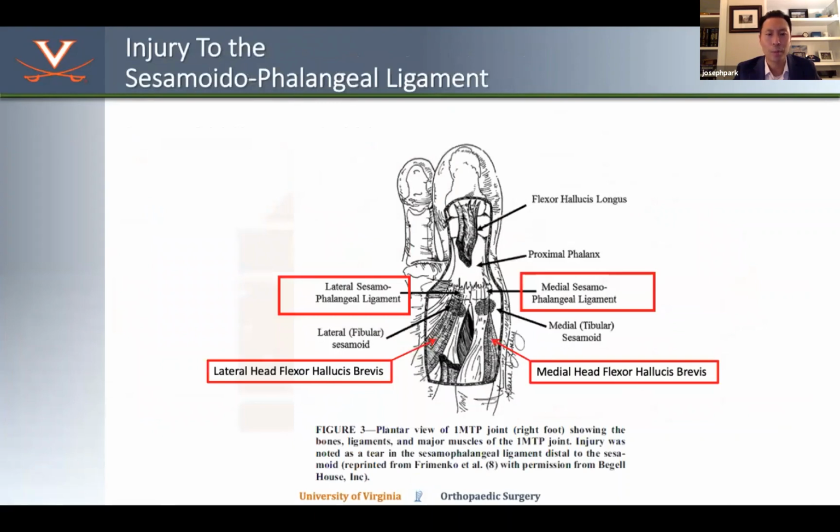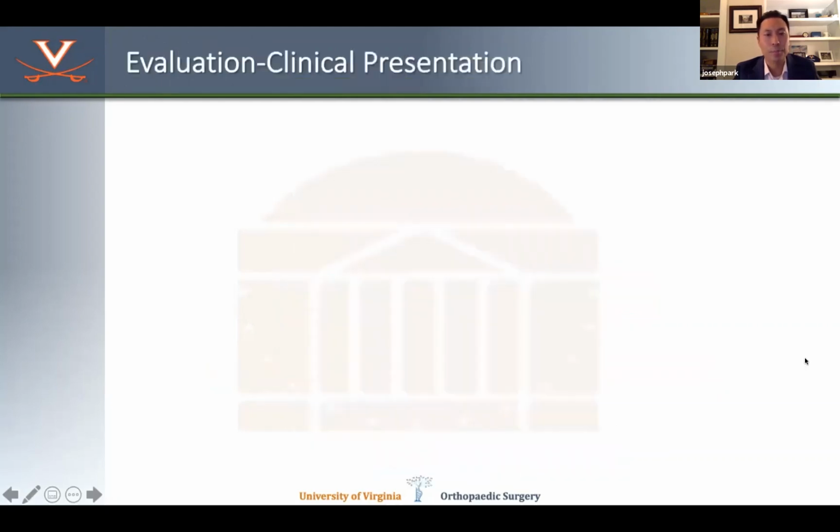This is from one of our publications that we did at UVA looking at turf toe. But it's really, when you're thinking about the quote unquote plantar plate, it really refers to these sesamoidophalangeal ligaments. And so when you hear the term plantar plate, it refers to the tissue that connects the sesamoid to the base of the proximal phalanx.